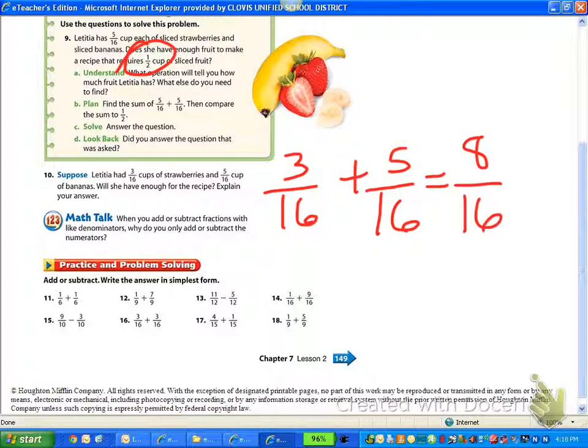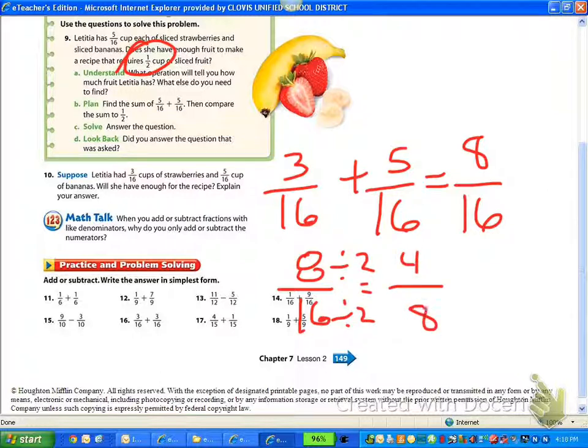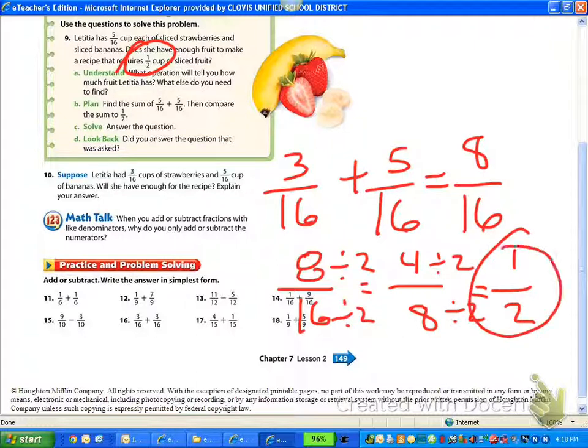Now, a lot of students will divide top and bottom by 2. 8 divided by 2 is 4. 16 divided by 2 is 8. And they'll stop because they feel that they already simplified it, which is not the case because 4/8 can be broken down into a smaller number. Divide it again by 2, and we get 1/2 or a half. So yes, we do have enough because it required half a cup of fruit, and she has half a cup of strawberries and bananas.